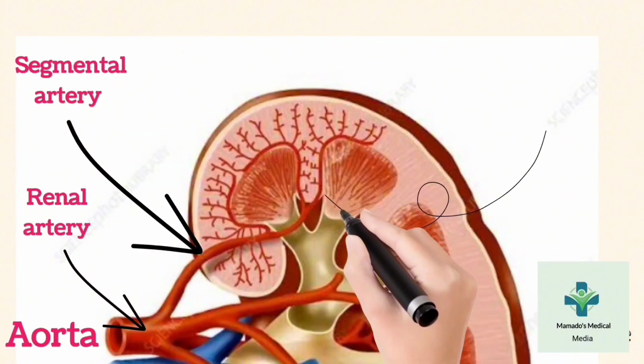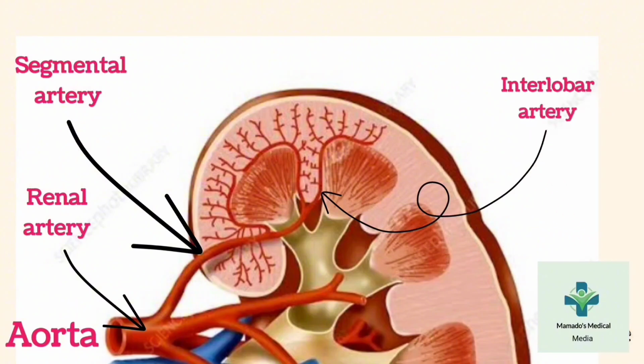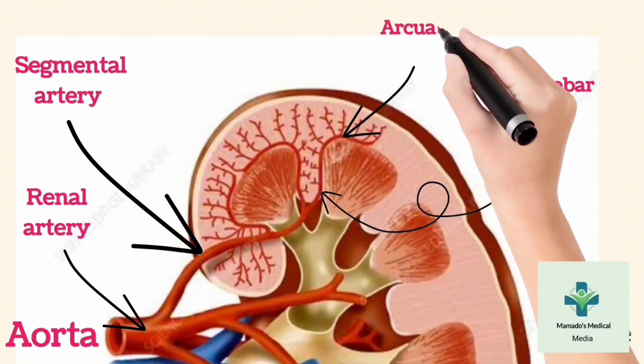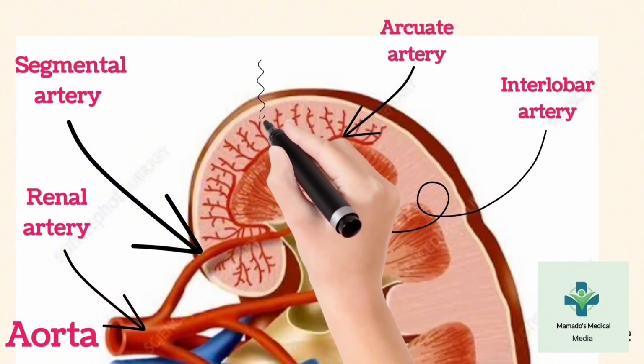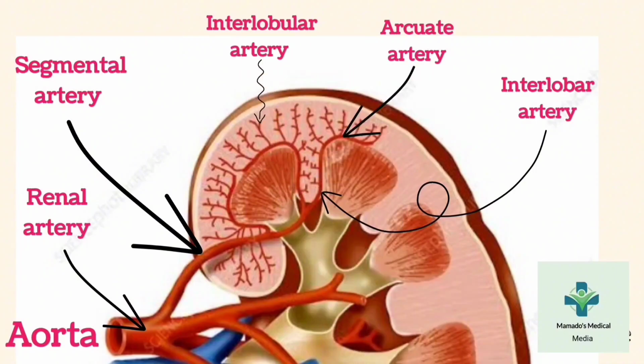Next stop, the interlobar arteries. They travel between the medullary pyramids, heading towards the border between the cortex and the medulla. There, they curve around and become the arcuate arteries, like little arches around the top of the pyramids. Then come the interlobular arteries, shooting up into the cortex.